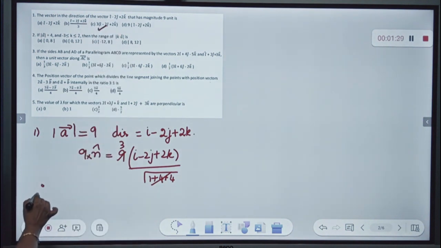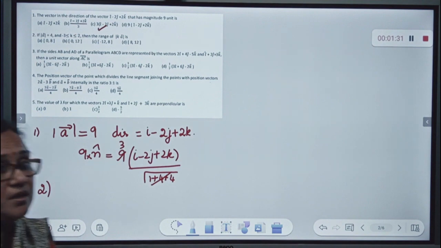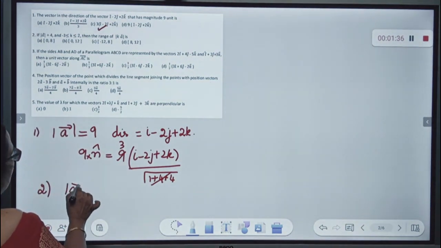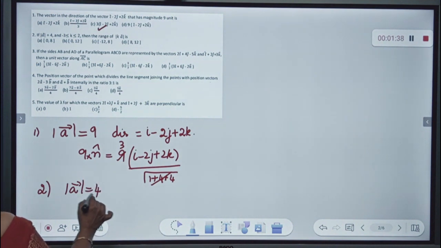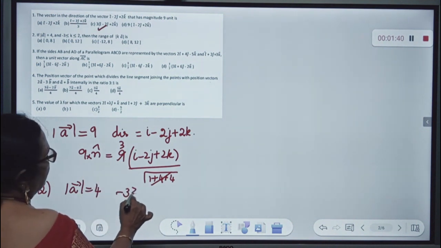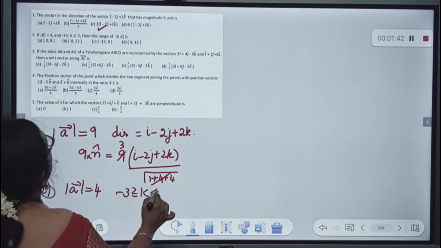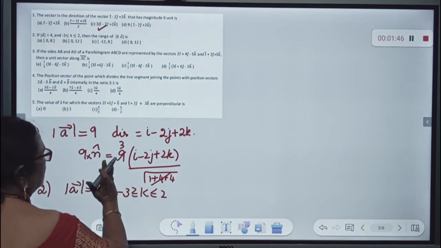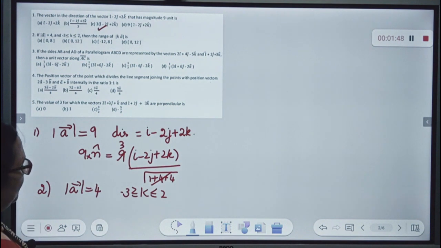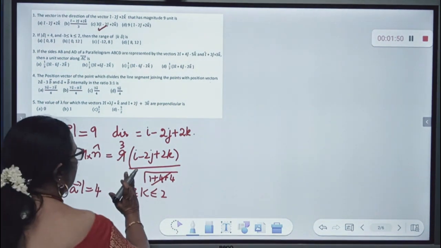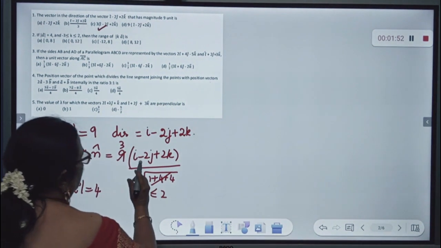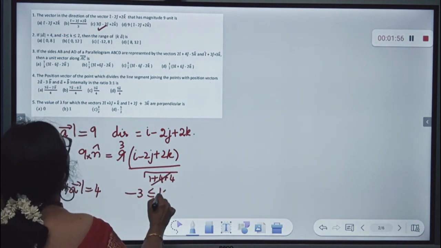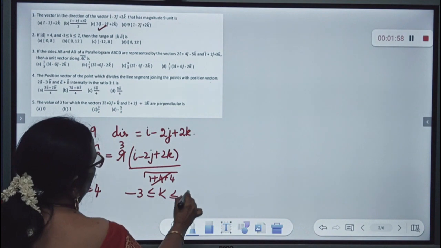Now look at the second question. It's a very interesting question. You are given that the modulus of a vector is 4, and k lies between minus 3 and 2, that is, minus 3 less than or equal to k less than or equal to 2.